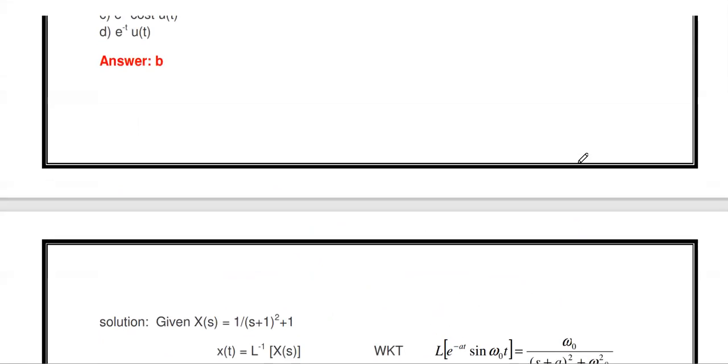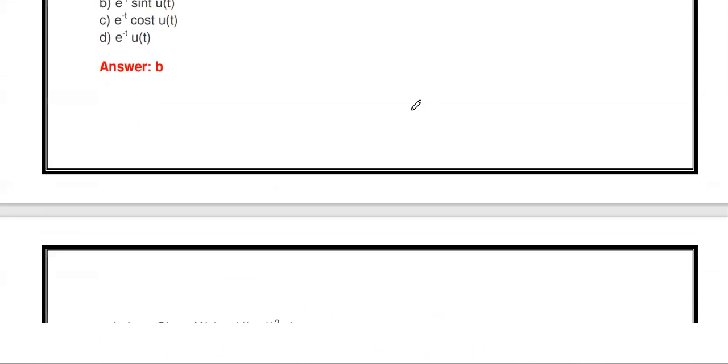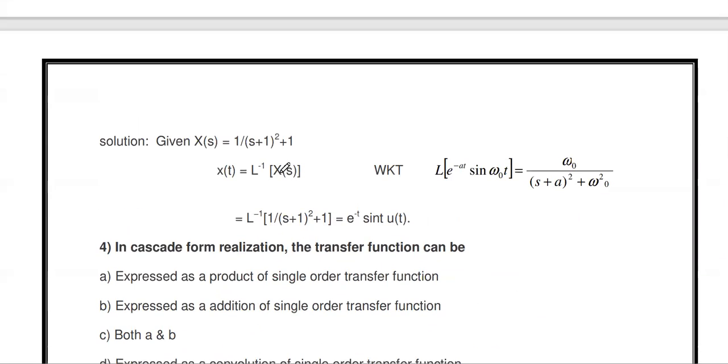So you just compare this equation with the given one. What is the given one? 1 by s plus 1 the whole squared plus 1. In the place of omega naught, 1 is there.